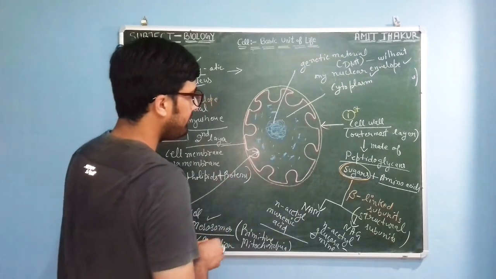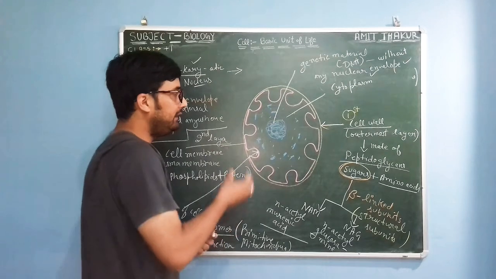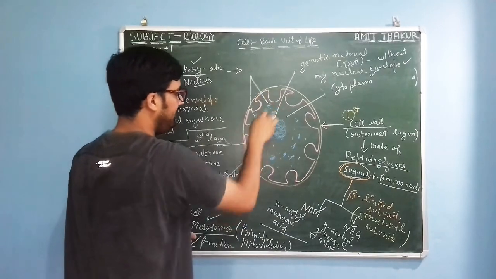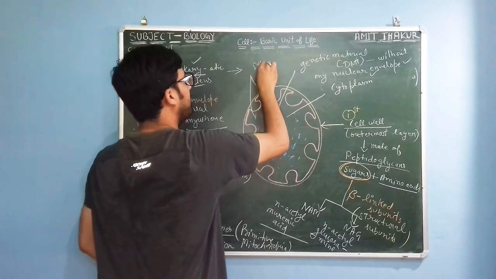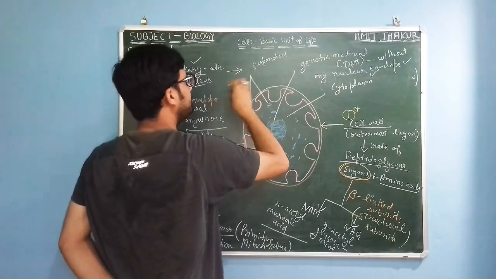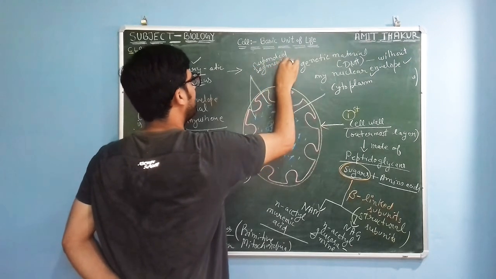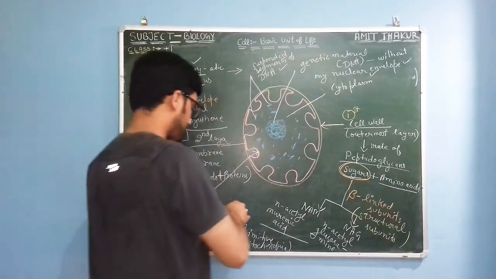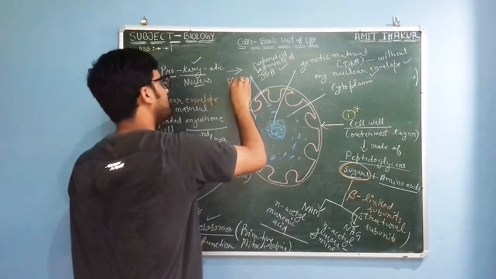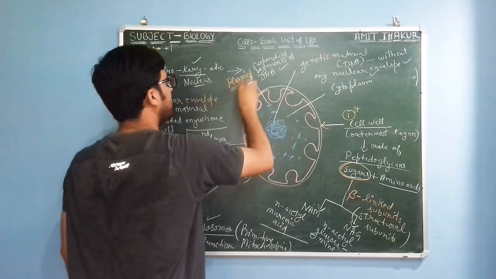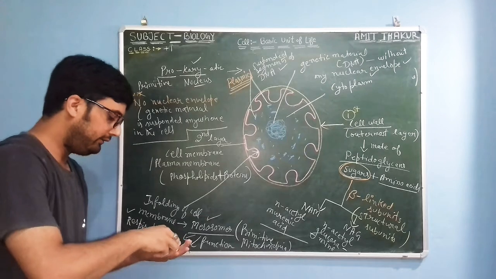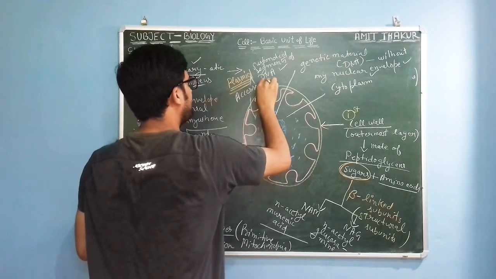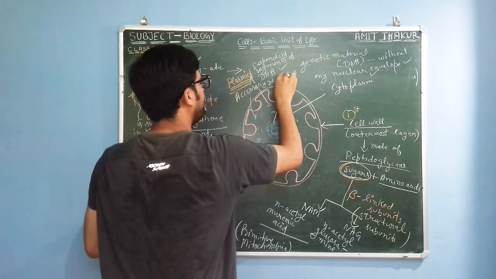Besides this genetic material, there are some segments of DNA suspended in the cytoplasm. ये देखिए यहाँ पे सस्पेंडेड है, suspended segments of DNA. They are known as plasmids. हम इनको और भी बोलते हैं, accessory genetic material.